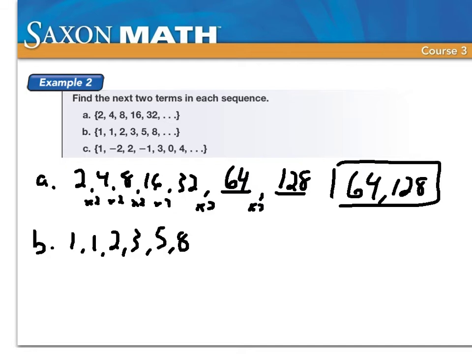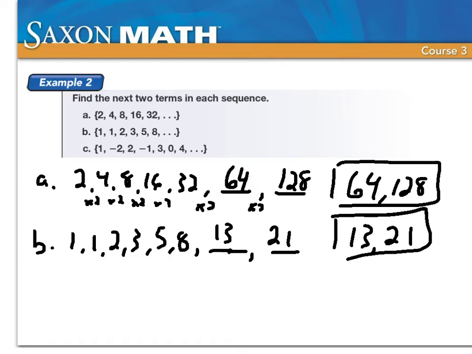So to get the next term, I'm just adding the two terms before it. So 5 plus 8 is 13. And 8 plus 13 is 21. So those are the next two terms.